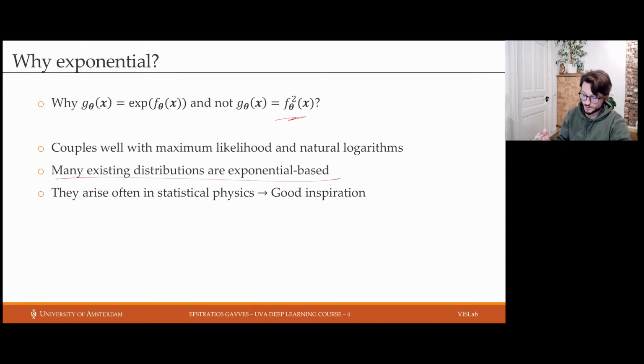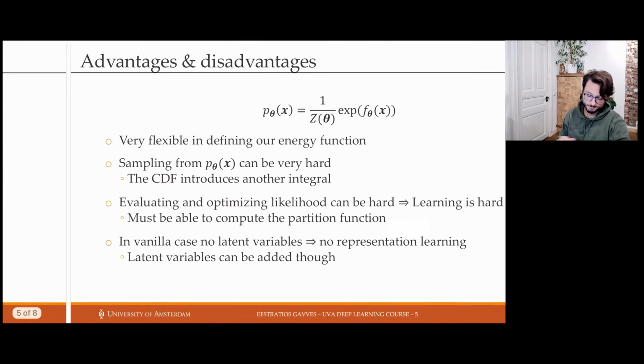Also, it's convenient because many existing distributions are based on exponential functions, for instance the Gaussian as we saw, or the exponential distribution. And also exponential functions arise quite often in statistical physics, and we have quite good knowledge of that domain. It can serve as a very good inspiration.